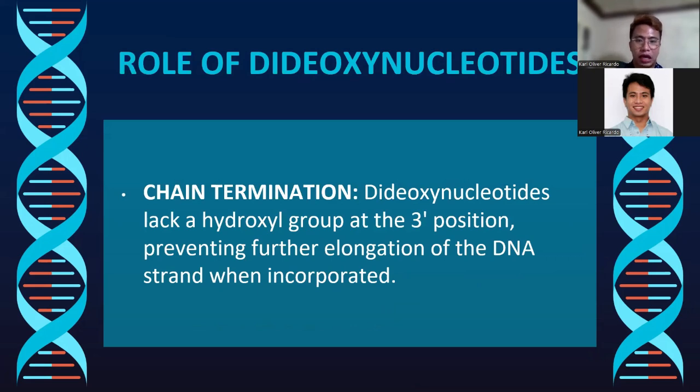So what is the role of our dideoxynucleotide? The first one is chain termination. When a dideoxynucleotide is incorporated into a growing DNA strand, it blocks the hydroxyl group at the third carbon position, effectively stopping further DNA synthesis. So this creates DNA fragments of varying lengths, and at the end of each is the dideoxynucleotide that was added.